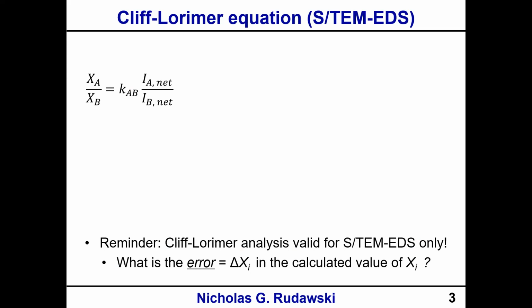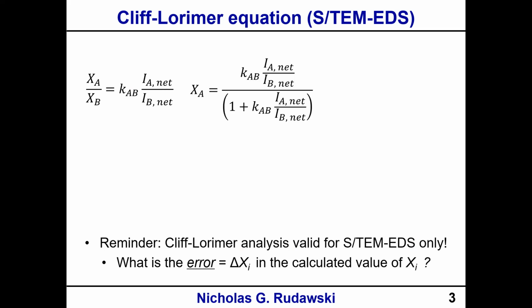We started out with this equation, the Cliff-Lorimer equation. The ratio of the atomic fractions of two elements is equal to the quotient, technically, of the net counts of element A divided by the net counts of element B, multiplied by a sensitivity factor K_AB. This is the Cliff-Lorimer equation.